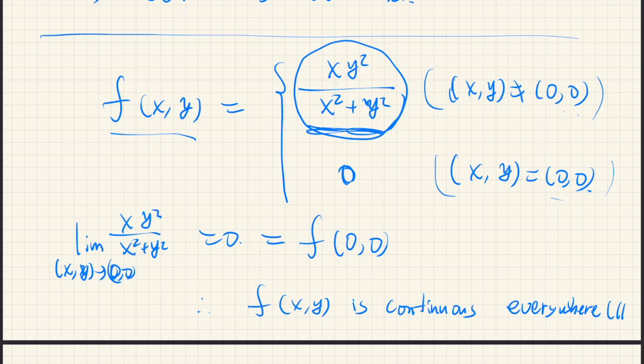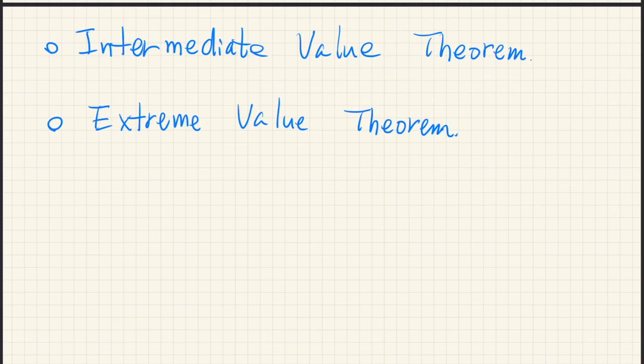So that is the entire two-dimensional plane. It is continuous. Finally, we introduce two helpful theorems without proof. One is the intermediate value theorem. The other is the extreme value theorem. Let's call them IVT and EVT. These are natural extensions of their respective univariate cases.